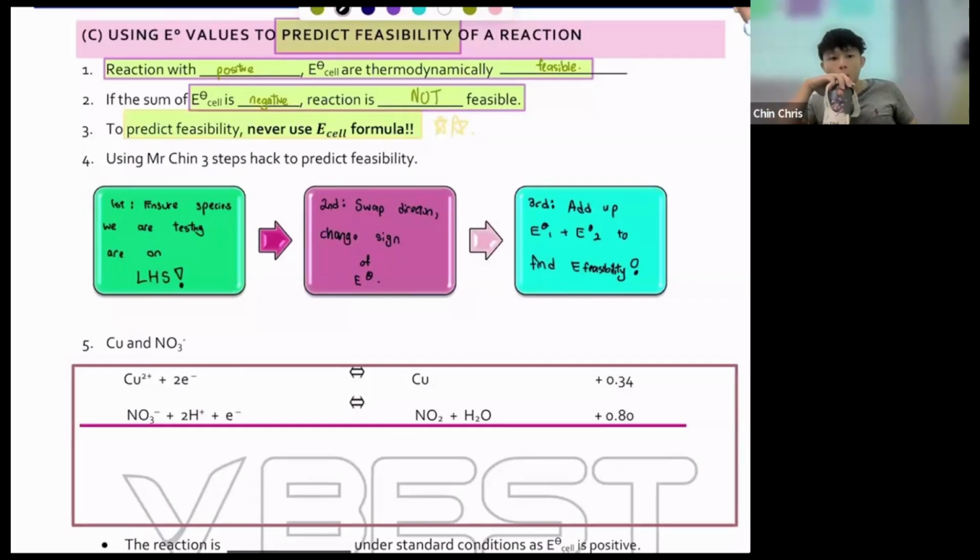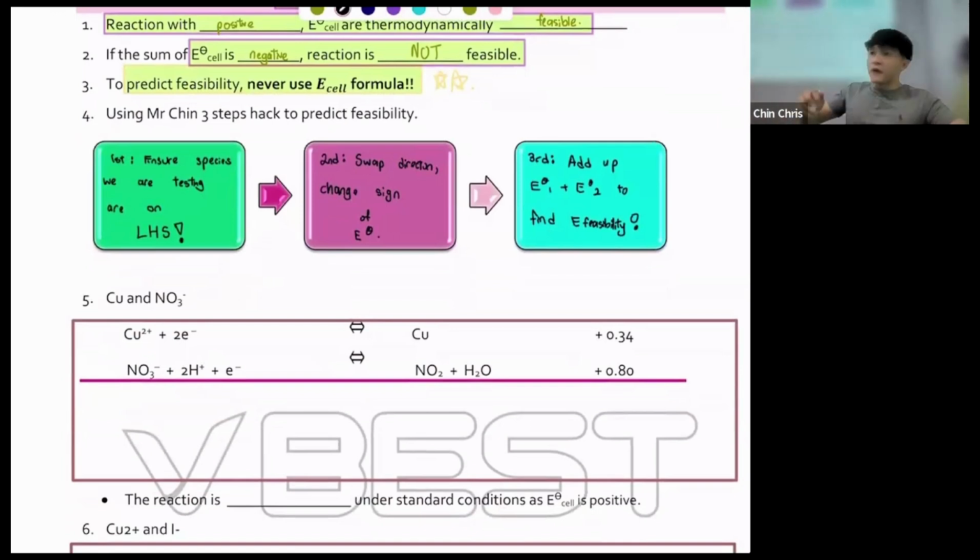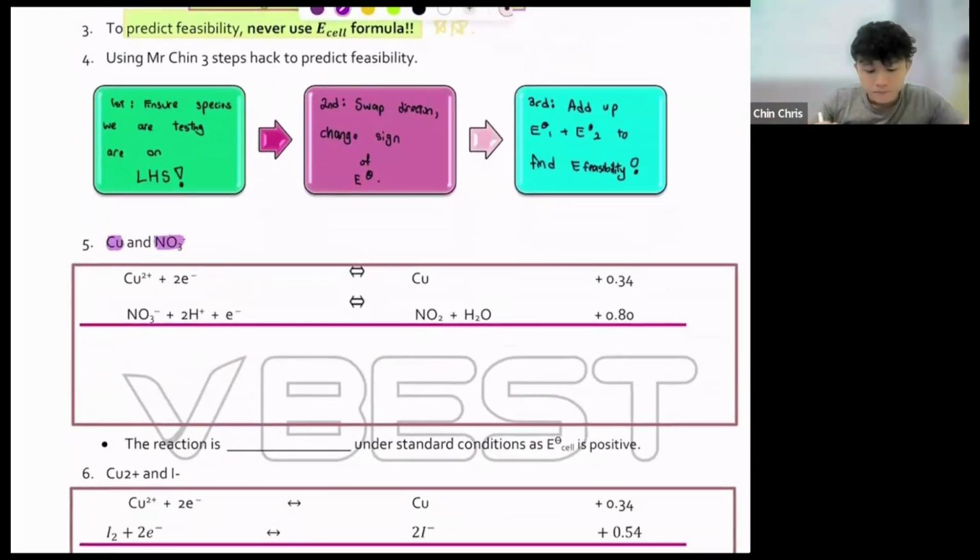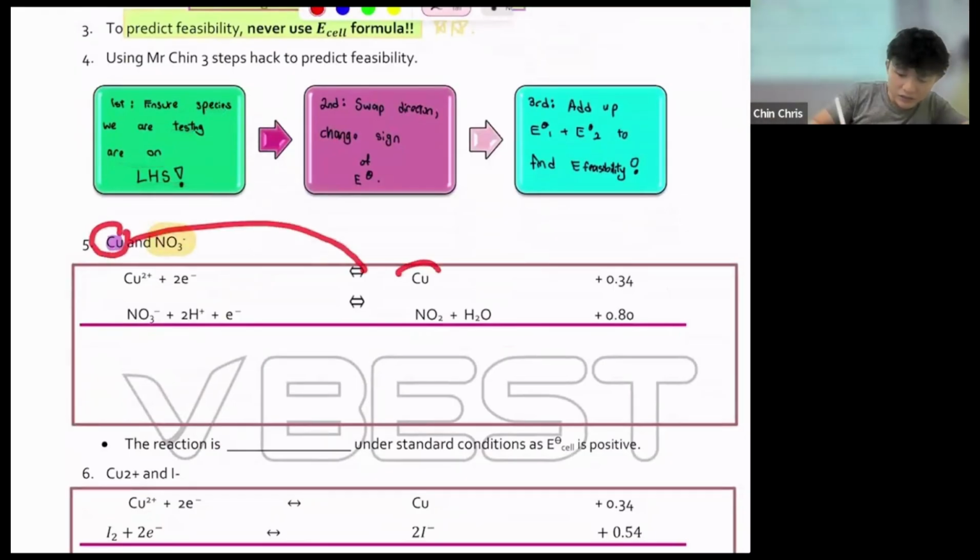All right, guys, now the first one. Let's say I want to test whether copper and a nitrate ion have a reaction. My first step, always remember, is to ensure the species that we are testing are on the left hand side. Where's copper, guys? Copper is found here. Can you see that? So you can highlight your copper, and your nitrate ion is found here already.